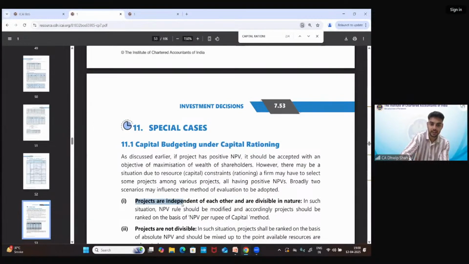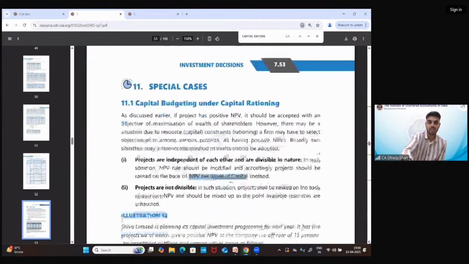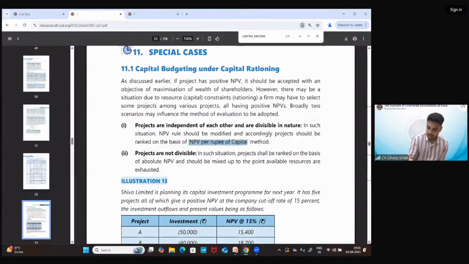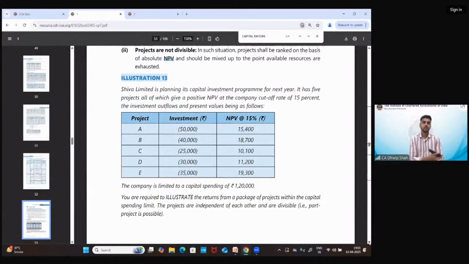So can you see, if projects are independent or divisible, ranking has to be provided on NPV per rupee of capital or profitability index. Even if you calculate profitability index and give rankings, the answer would come same only. So don't worry in that. And if projects are indivisible, decision has to be taken based on the NPV rankings. Following? So we have illustration number 13. Shiva Limited is planning its capital investment program for next year. It has 5 projects, all of which give a positive NPV at the company cutoff rate of 15%. So company's WACC is 15% and all of these have positive NPV.